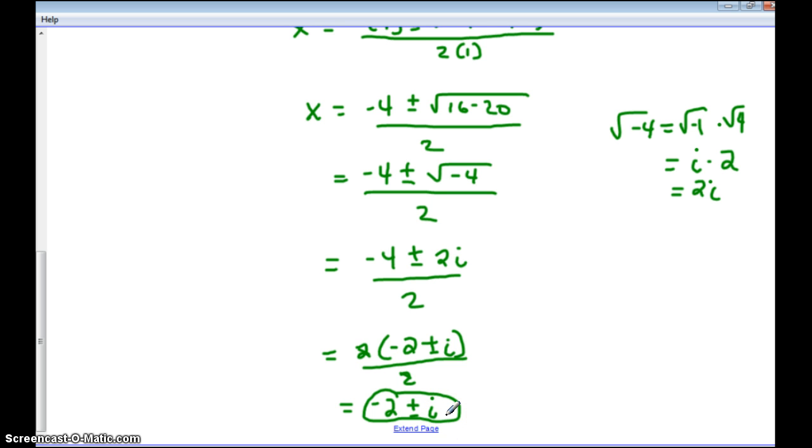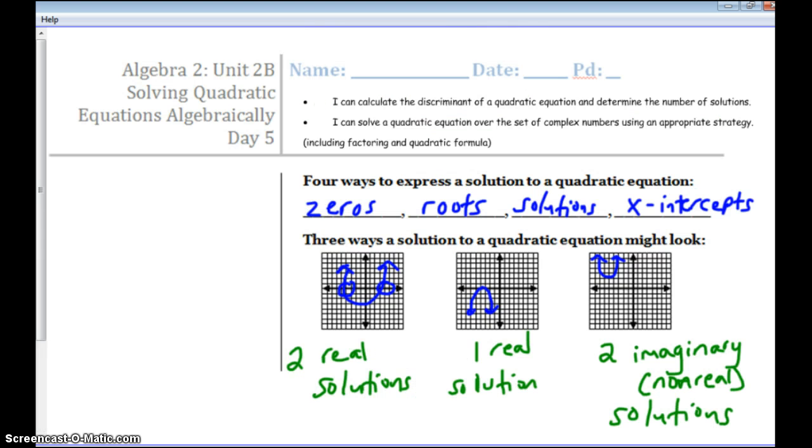And going back to the beginning of our video, let's go ahead and add some more information here to our graphs. So now we know that these two are two real solutions, and we have one real solution when the vertex lands on the x-axis, so it's one real solution. And now we know these are non-real solutions, and they would be two imaginary solutions, two non-real solutions.